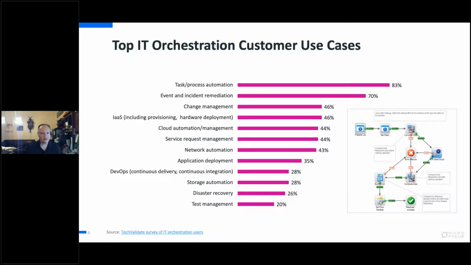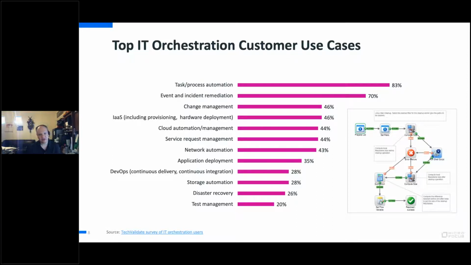And as we surveyed our customers and the industry got surveyed, this was a survey that was done by Tech Validate a few years ago. Really, the results today haven't changed, but these are the top use cases that enterprises and executives are looking to automate with orchestration in general. So task and process automation is predominantly a huge use case in there. You also got event and incident remediation, change management. If you skip down the list, you got a lot of things around cloud and network management, application deployment. DevOps is becoming a growing one. In fact, I'd be willing to bet that if resurveyed again, DevOps would be a lot higher than the 28% at this point. Disaster recovery automation.